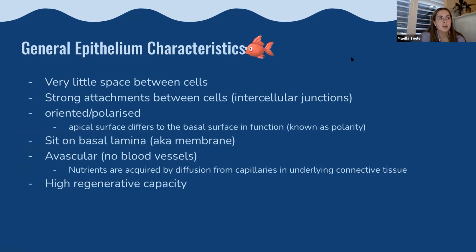In general epithelium, there is very little space between the cells, and they have strong intercellular junctions, so that's how the cells are attached to each other. Epithelium are oriented and polarized, so the apical surface differs to the basal surface, which I'll cover later. Epithelium sit on the basal lamina. Epithelium don't have blood vessels in them, so there are capillaries in the connective tissue underneath, which provide nutrients to the epithelium, but this isn't in the actual epithelium itself. And epithelium also have a very high regenerative capacity, so if they're injured, they're able to regenerate.